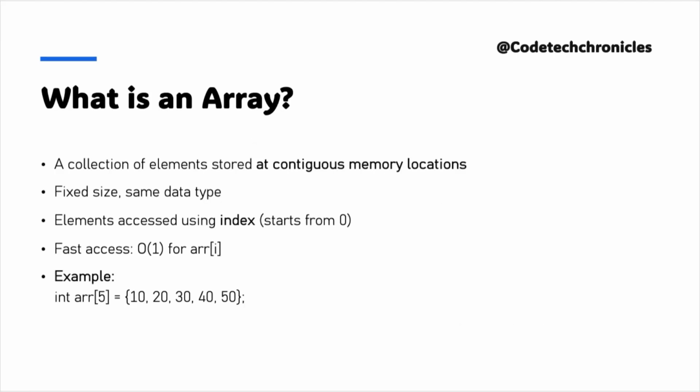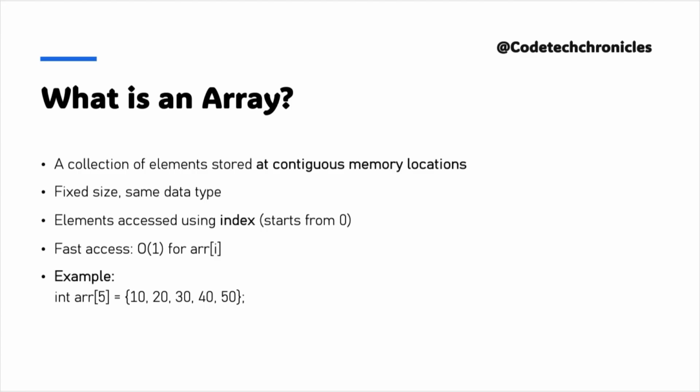An array is a collection of elements, all of the same data type, that are stored in continuous memory locations. It's like a row of boxes in memory, where each box has a label, an index starting from 0. These structures allow for fast and direct access. For example, array at index 2 jumps straight to the third element.